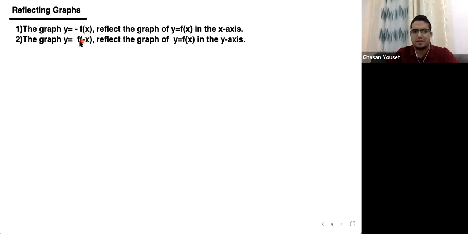But when I put the minus inside the parentheses or inside the function, this means we have to graph the original function y equals f of x, then reflect it around the y-axis. So if the minus is outside, we reflect it around the x-axis. If the minus is inside, we reflect it around the y-axis. Okay, any question for this? Is it clear what I said here?